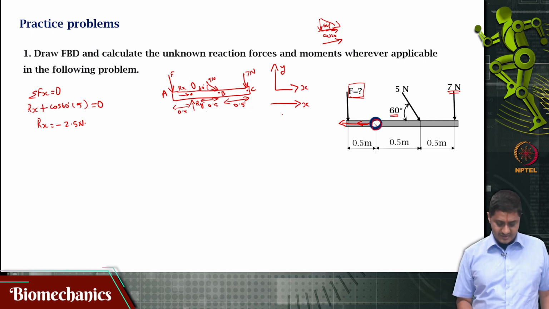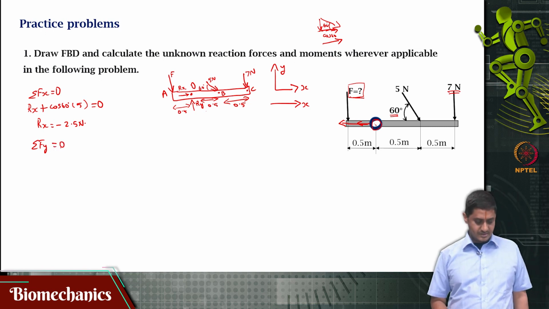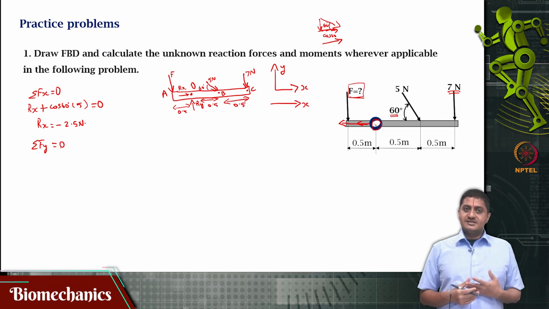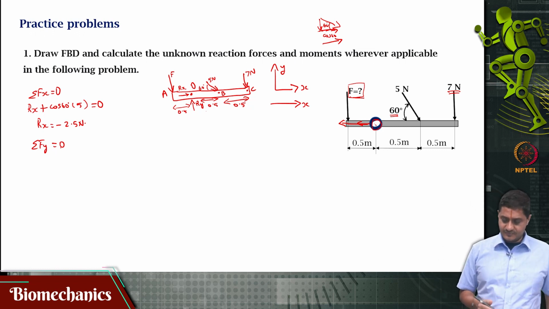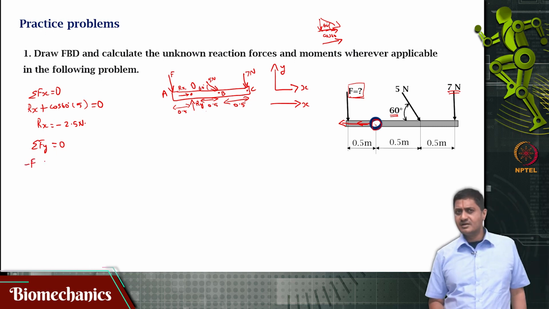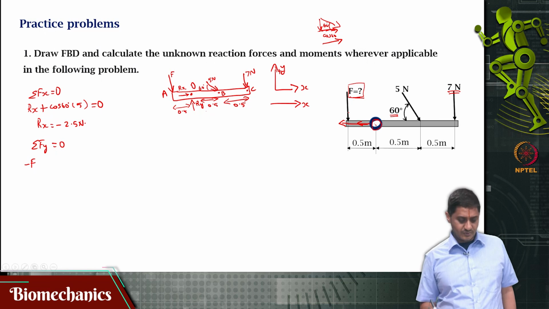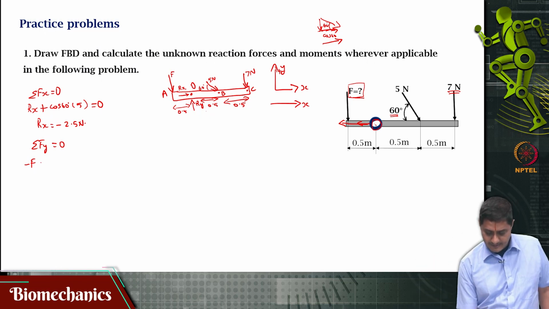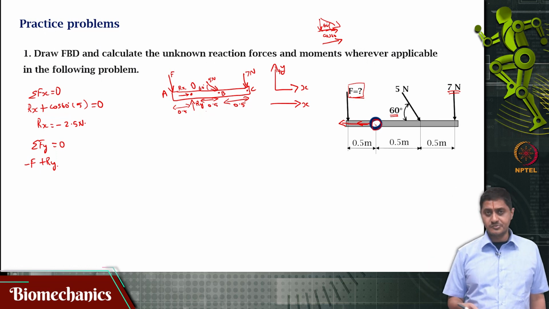Now, I can write the next equation of static equilibrium as sigma Fy equals 0, because this object does not accelerate in the y direction. The sum of all the forces in the y direction will be 0. What are the forces in the y direction? That would be minus F. Why minus F? Because F is in the negative y direction, because this is positive y, F is in the negative y direction. So, minus F plus Ry. Why is Ry in the positive direction? Because I have assumed Ry to be in the positive y direction. You always assume the unknowns to be in the positive direction. Okay.